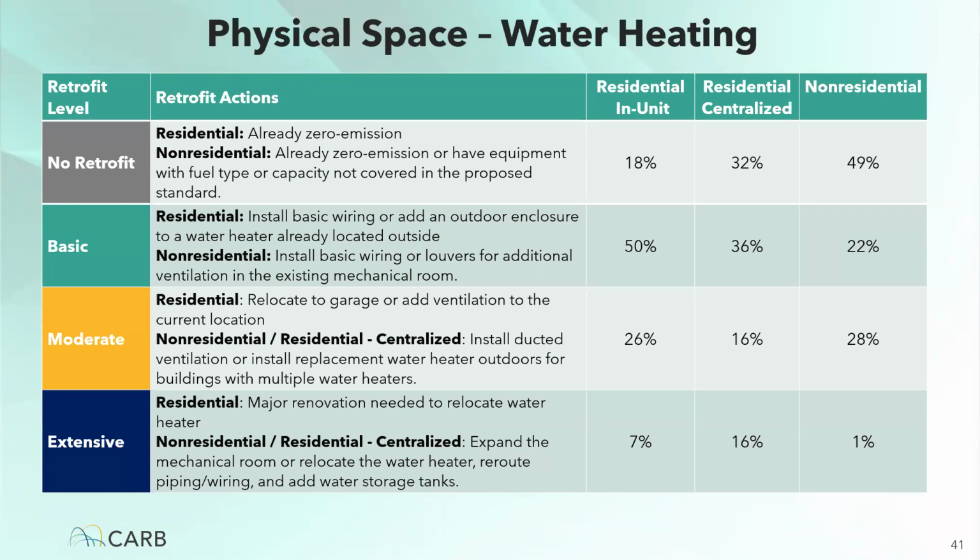For residential buildings with central water heaters, about 1/3 need no retrofit. Another third require basic wiring upgrades. About 16% may need a moderate retrofit to add ducted ventilation or install the replacement water heater outdoors. And another 16% may need extensive work to expand the mechanical room, add water storage tanks, and or relocate equipment and piping.